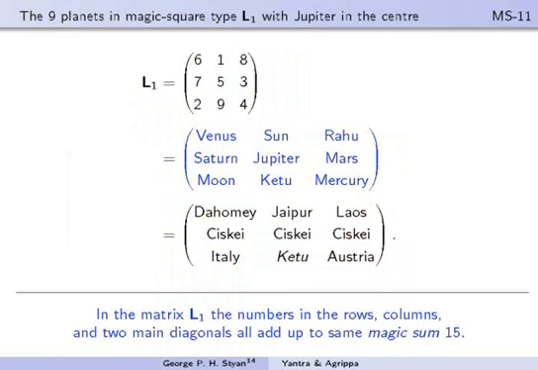The matrix, as you can see, is 618, 753, 294. Jupiter in the center. The stamps in the central row come from Ciskei, which is now part of the Republic of South Africa. Upper left, Dahomey in Northwest Africa. Jaipur in India. Laos in Southeast Asia. Italy and Austria in Europe.